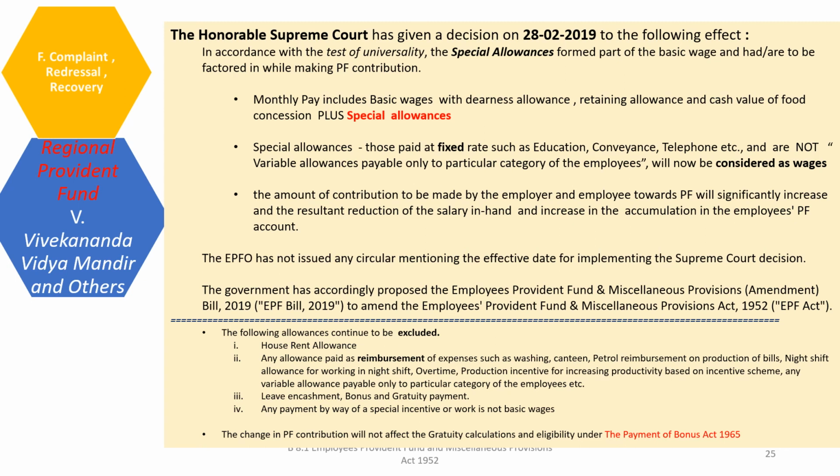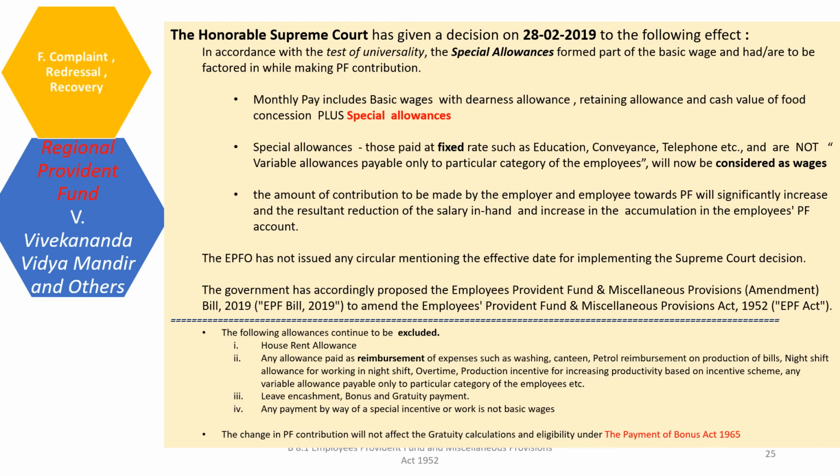There was this case of Vivekananda Vidya Mandir and others, wherein the regional Provident Fund authorities approached the court stating there has been intentional reduction in the monthly pay by paying it as special allowances. The Supreme Court agreed with the suggestion of regional Provident Fund authorities, and it held that special allowances which are paid at fixed rates such as education, conveyance, telephone, etc. should be a part of wages. They are not variable.